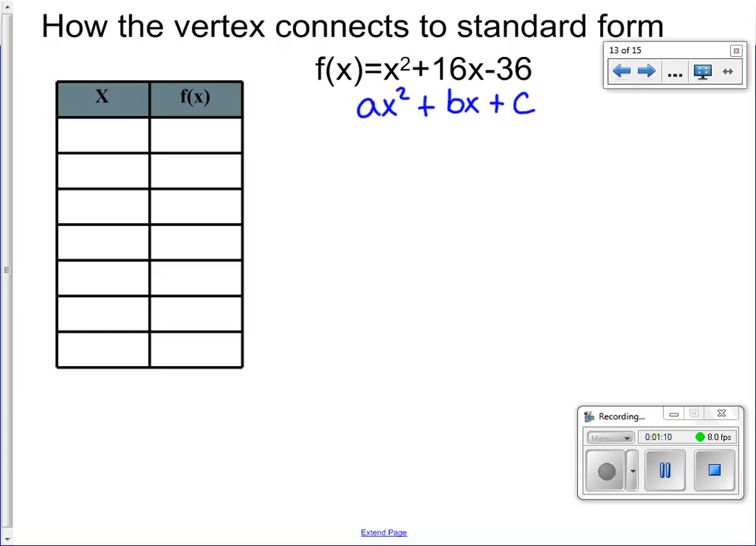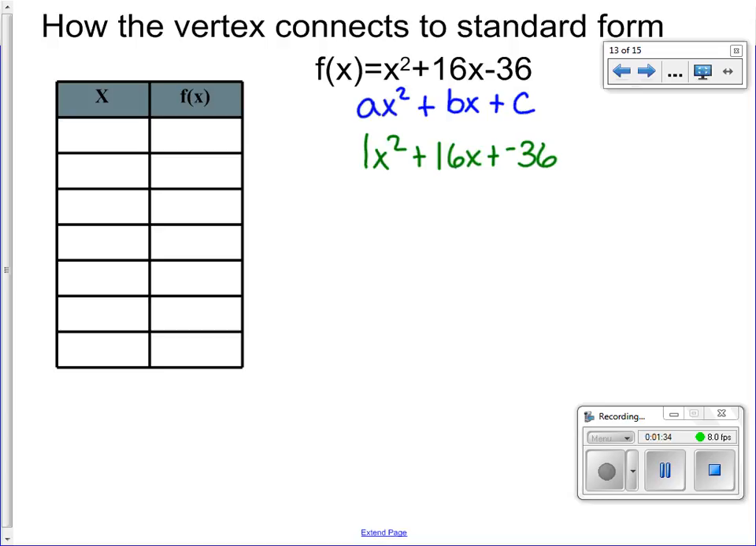All right. So, if we just translate that, that means what's really in front of that x squared is a 1, and we're really adding a negative 36. All right. At least that way I can see how it matches up with standard form. But let's go ahead and get the vertex.